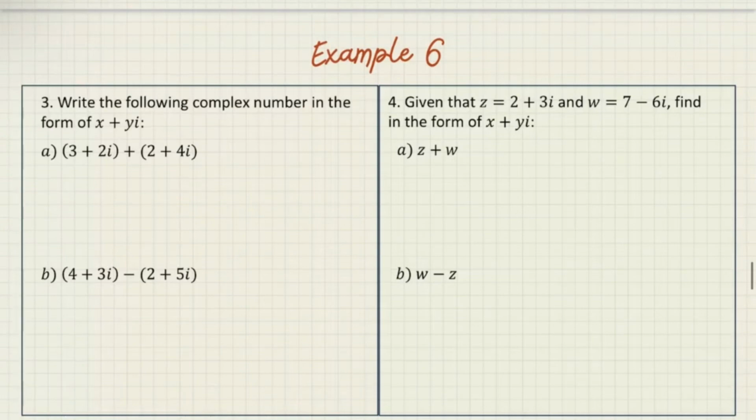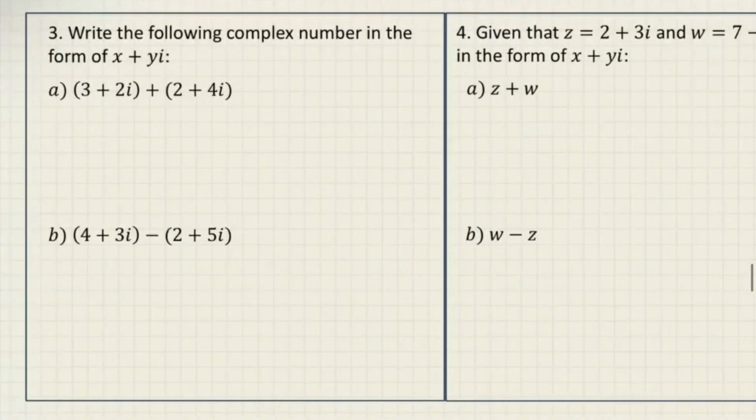Example for question 3. Okay. Write the following complex number in the form of x plus yi. This is simple. It actually wants us to write it in the form a plus bi. So we are going to group together real with real, imaginary with imaginary. So let's start with 3 plus 2. We get 5 plus, and we have 2i plus 4i. So we get 6i. The answer is easy, right?